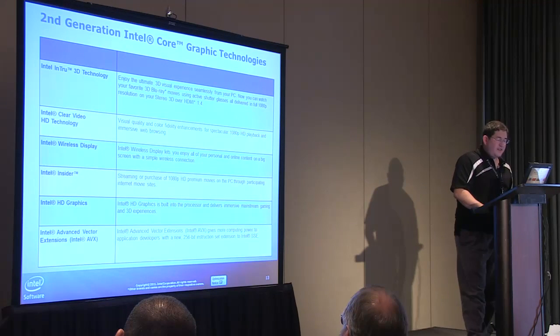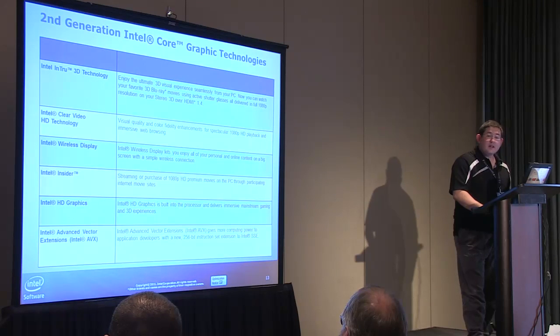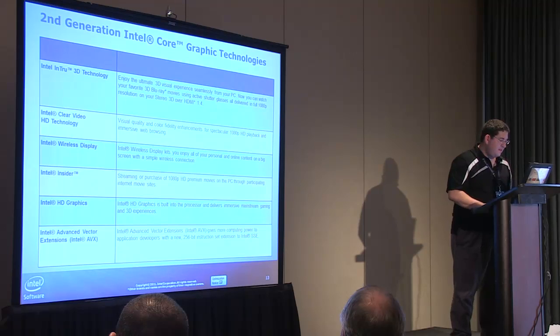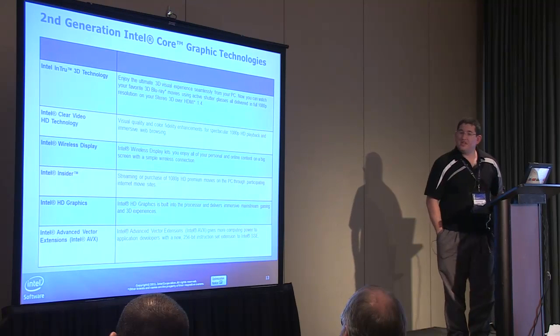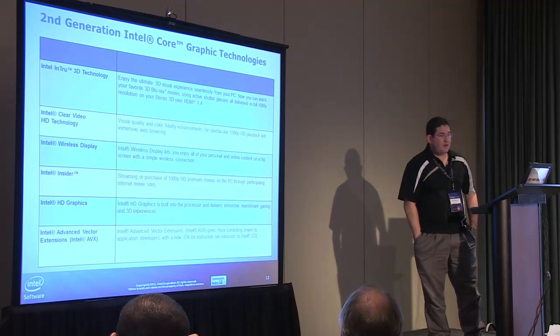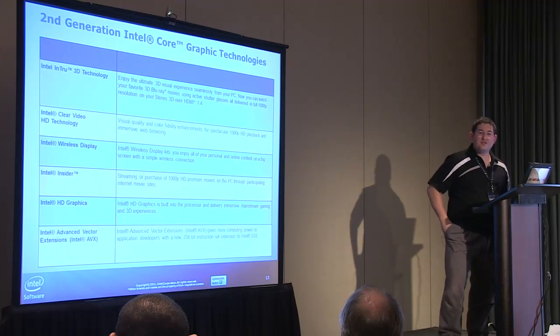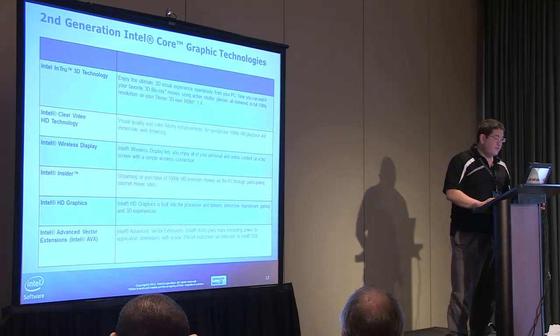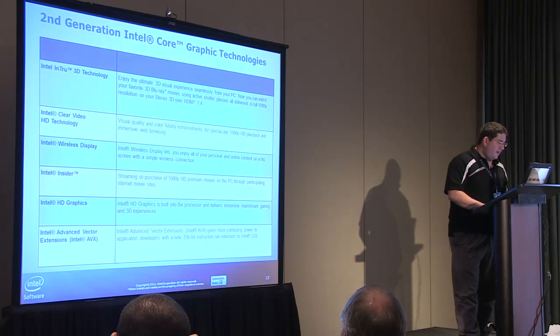Intel Clear Video HD technology is a color enhancing and fidelity technology that's put into the silicon. The wireless display technology lets you take 1080p video, and if you have a wireless receiver connected to your television, will let you stream it directly to your television or other devices. And HD graphics, again, playback directly within the silicon.